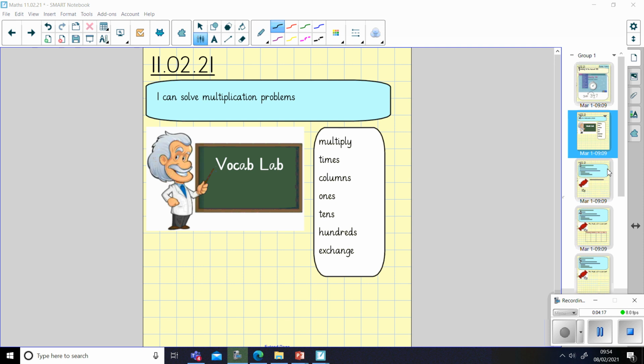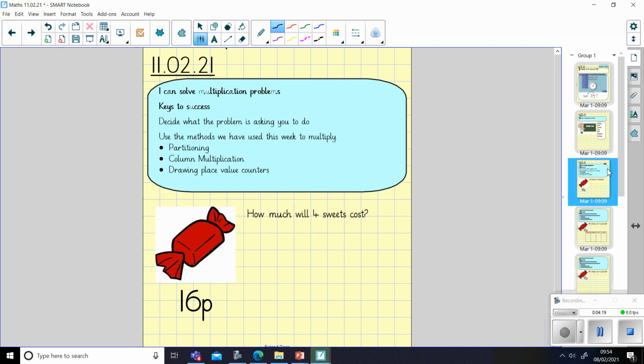Let's have a look at our first question. So we have got a delicious sweet here that costs 16 pence. I want to know how much 4 sweets will cost. So we're going to decide what the problem is asking us to do. And then I've reminded you of the methods that you could use here. So there is a method that will suit everybody in today's learning.